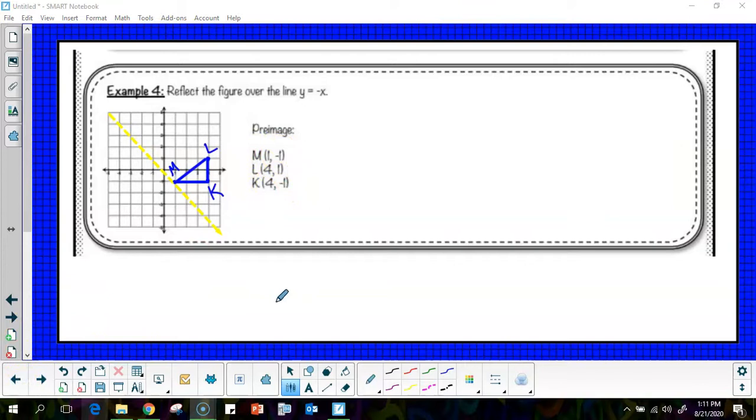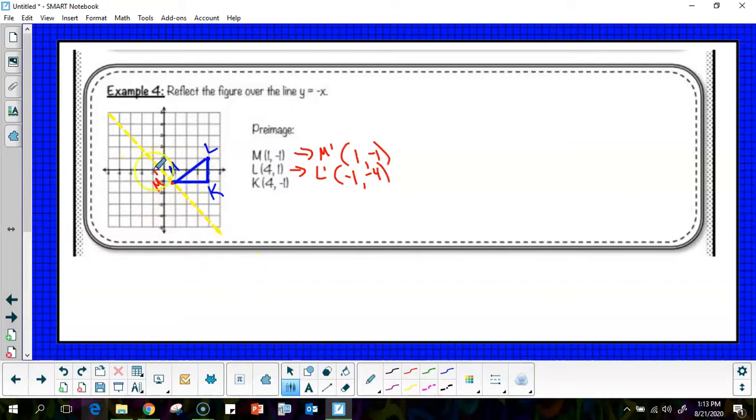To me, this always creates sort of an optical problem, because when I'm looking at this thing like this, it doesn't look like it's reflected. But if I turn my paper kind of diagonal and I make this a horizontal line, then it really does look right. So my M prime actually stays in the same place. So it is 1, -1. My L prime is going to become -1, -4.